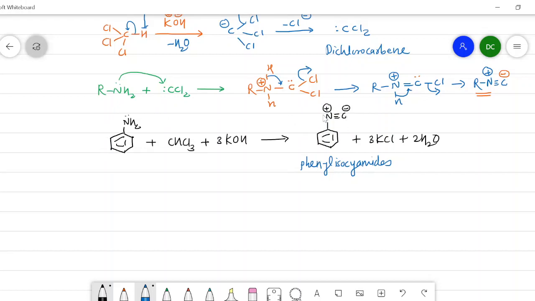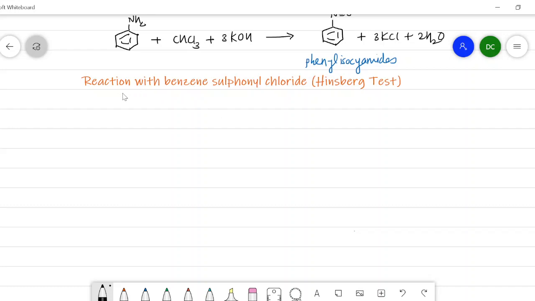When there is a formation of isocyanide, we get a bad smell. So this is the carbylamine reaction, which is used to differentiate primary amine from secondary and tertiary amine. The reaction of amine with benzene sulfonyl chloride is also known as the Hinsberg test. This reaction is used to differentiate between primary, secondary, and tertiary amine. Only primary and secondary amines undergo the Hinsberg reaction, but the tertiary amine doesn't show a reaction with benzene sulfonyl chloride.